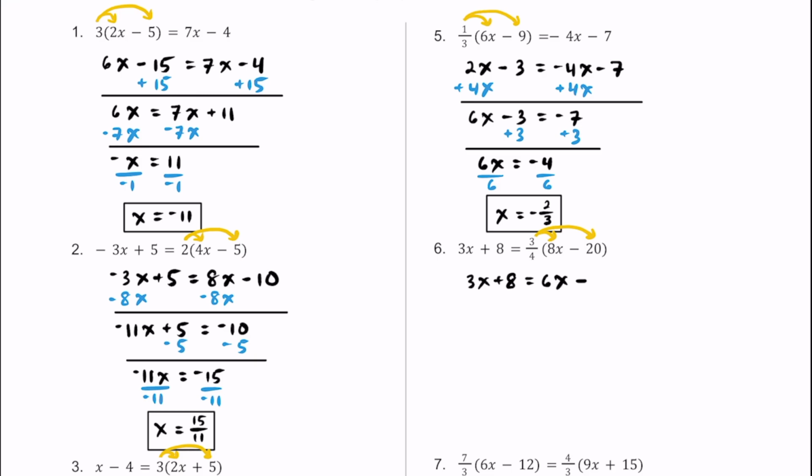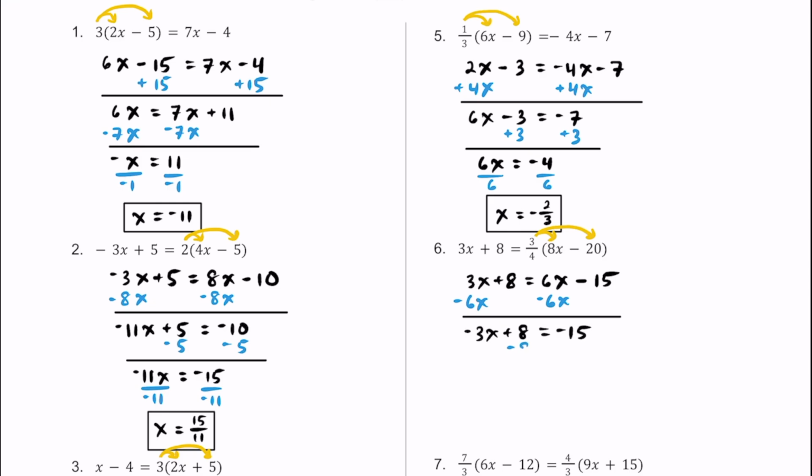And then 3/4 of 20 is going to be 15, just because we can cross cancel the 4 and 20 to make 1 and 5. And 5 times 3 is 15. Okay. Next, let's go ahead and just get some of these terms together. I'm going to go ahead and subtract 6x from both sides. If we do that, on the left side, 3x minus 6x is going to be negative 3x. We still have a plus 8. And on the right side, we're going to have minus 15.